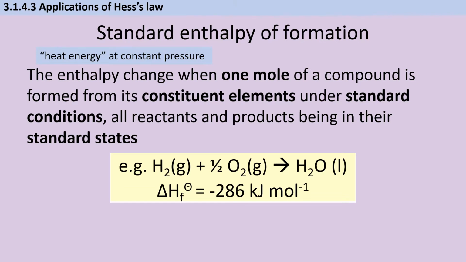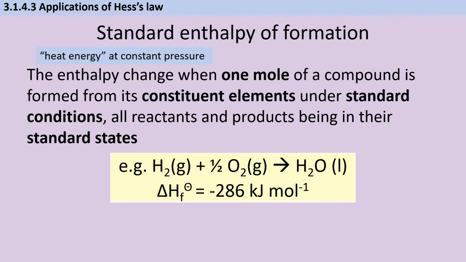When you do this, it's really important that you include all of your state symbols, because if these elements were in different states to begin with, then the energy change would be different. It's also really important that you're only making 1 mole of the compound. So for instance, it wouldn't be correct here for me to write a chemical equation showing 2 moles of hydrogen reacting with 1 mole of oxygen to make 2 moles of water, because even though that would be a valid symbol equation, it wouldn't show the standard enthalpy of formation because I wouldn't be making 1 mole of water.